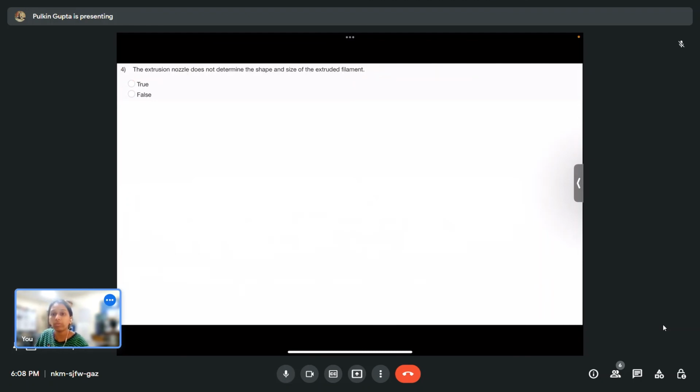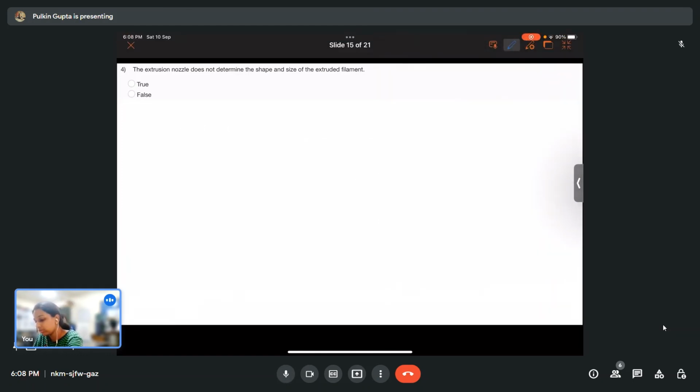Question 4: the extrusion nozzle does not determine the shape and size of the extruded filament. True or false? Now imagine you have a nozzle with a circular cross section.